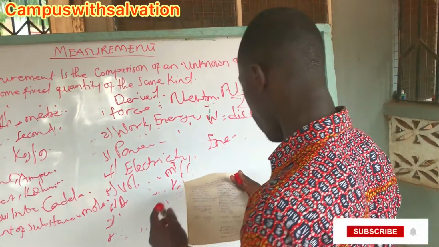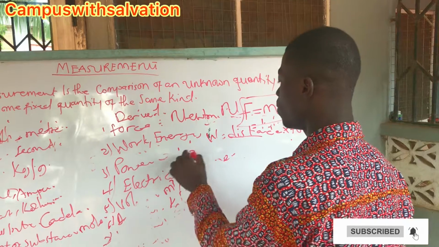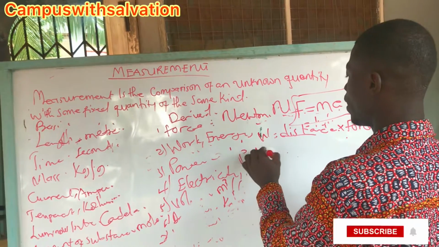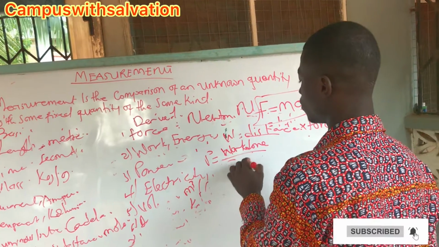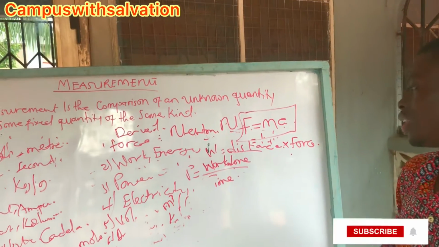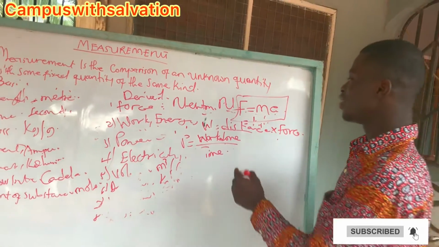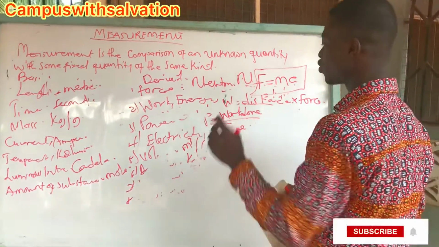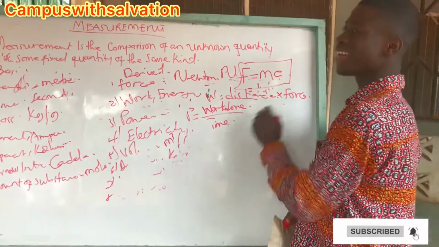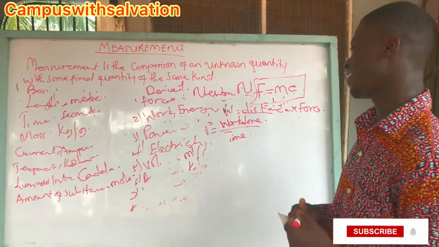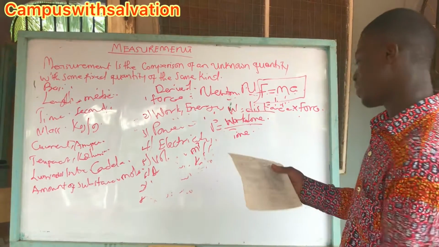Power has a formula. Power, P, is equal to work done over time. This is the formula for finding power: work done over time. Before you can solve for power, you need to get the work that has been done and divide it by time, which is measured in seconds. As you proceed, you will solve more questions on how we go about all these.